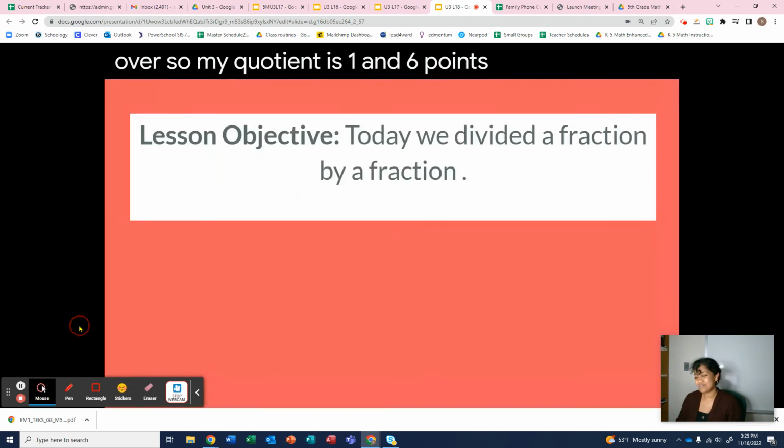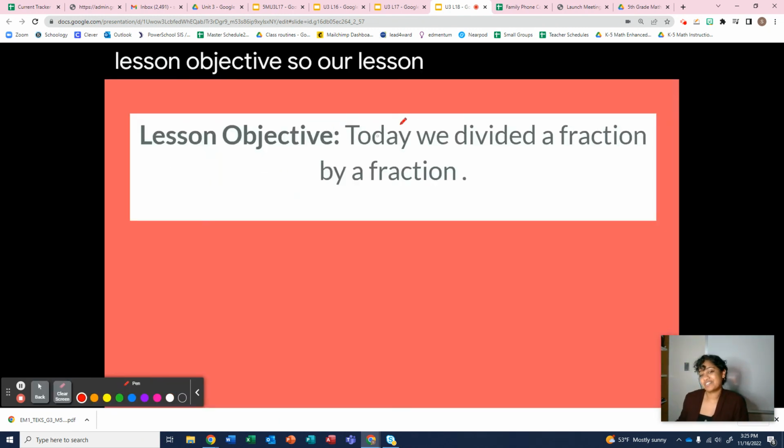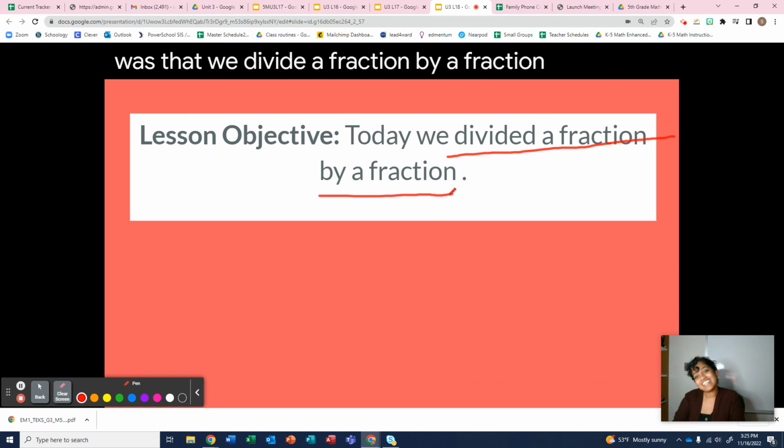All right, let's go ahead and review our lesson objective. So our lesson objective for today was that we divided a fraction by a fraction.